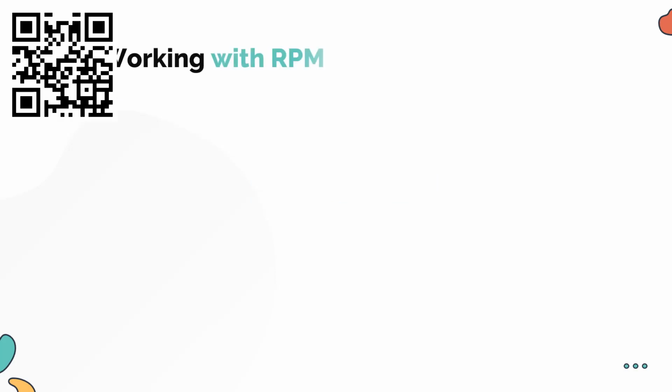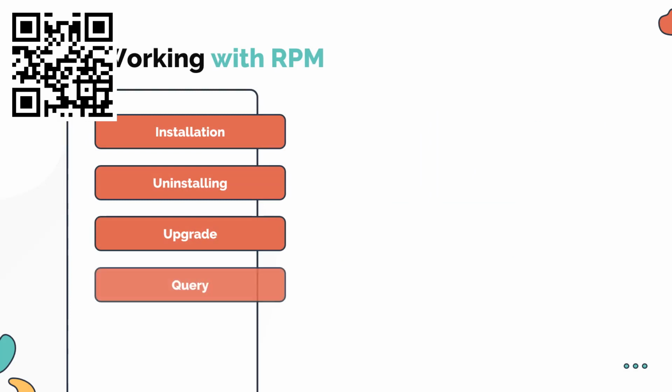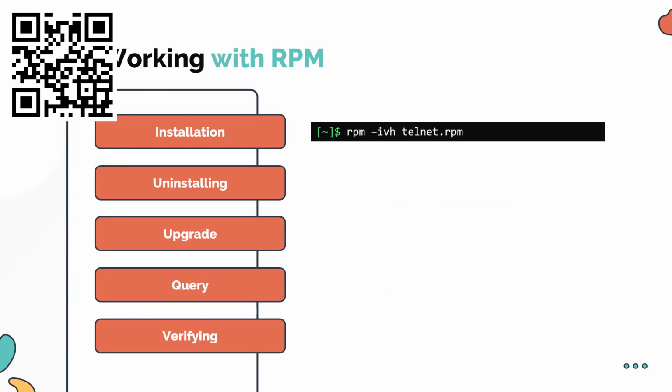RPM has 5 basic modes of operation: installing, uninstalling, upgrade, query, and verifying. Each of these modes can be run using the RPM command followed by specific command options. To install a package, use rpm -ivh and the package name. Here, -i stands for install, -v stands for verbose, and is used to print a detailed output of the command.